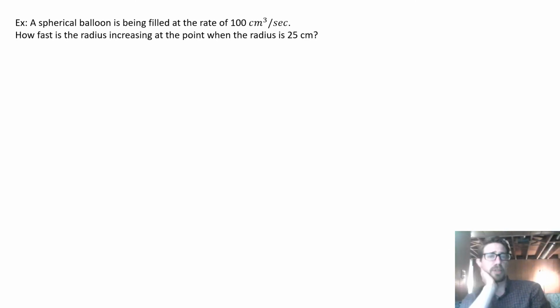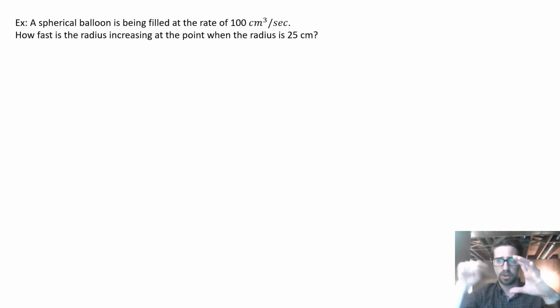So we're pumping up a balloon. It's perfectly spherical. And we're pumping it up at the rate of 100 cubic centimeters per second. So think about right away what that is. What's happening at 100 cubic centimeters per second? That's volume, right? We are changing the volume of the balloon because that's how much air is in there. And now, though, we want to know about the balloon's radius. So we want to know how fast is the radius of the balloon increasing.